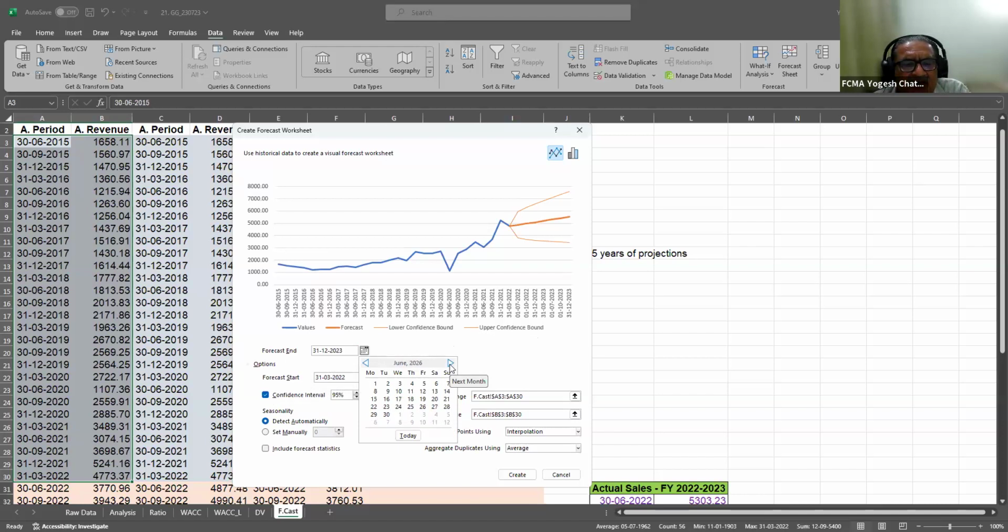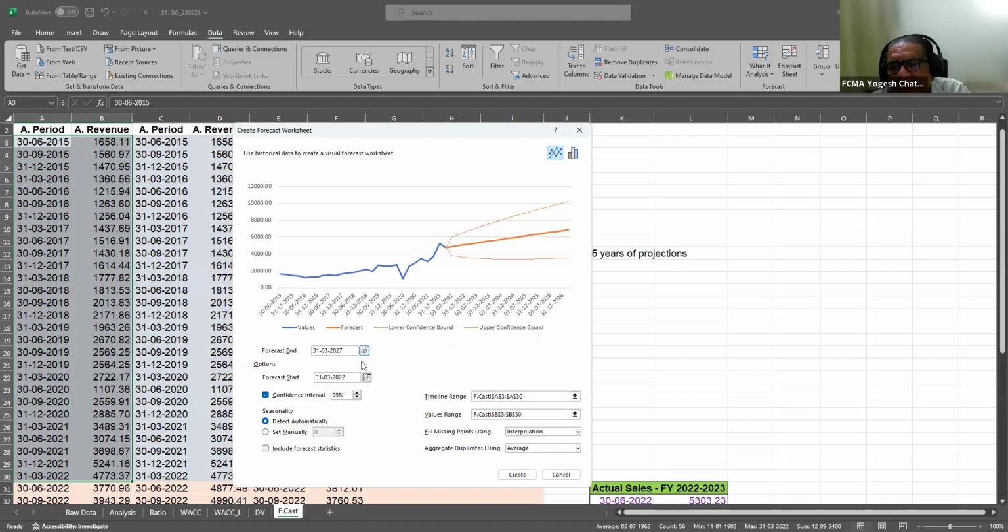Give me a minute till I adjust this date. So here is the date, 31st of March 2027. And the confidence interval is very important. We all have one common issue: we do not get the financial statement of the company. And whenever we do get it, the accuracy and reliability of the financial statement, particularly of a private company, is always a matter of speculation. So that anomaly we can adjust through this confidence interval.